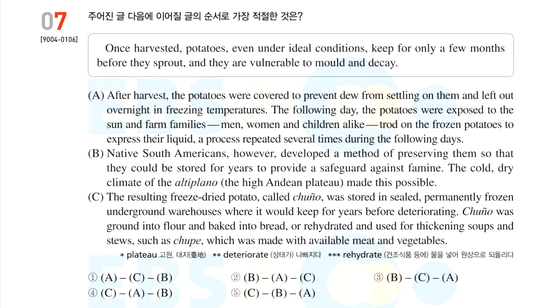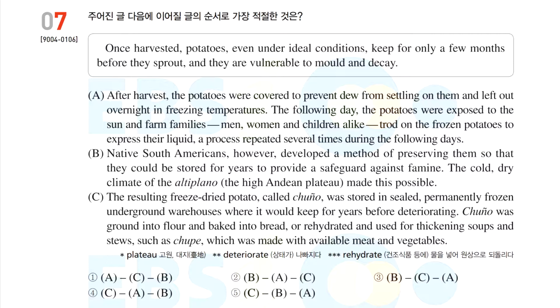Exercise 7. Once harvested, potatoes, even under ideal conditions, keep for only a few months before they sprout, and they are vulnerable to mold and decay. Native South Americans, however, developed a method of preserving them so that they could be stored for years to provide a safeguard against famine. The cold, dry climate of the Altiplano, the high Andean plateau, made this possible.